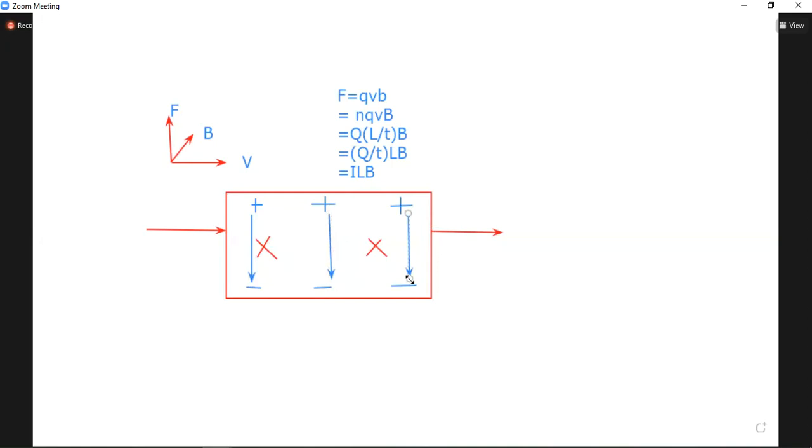Okay, now you can see here that there is an electric field between the two ends of a strip, and this electric field is perpendicular to the magnetic field, because the magnetic field is into the paper while the electric field is parallel to the width. So these two are perpendicular to each other and they are basically creating the cross field. Okay? They are creating the cross field.